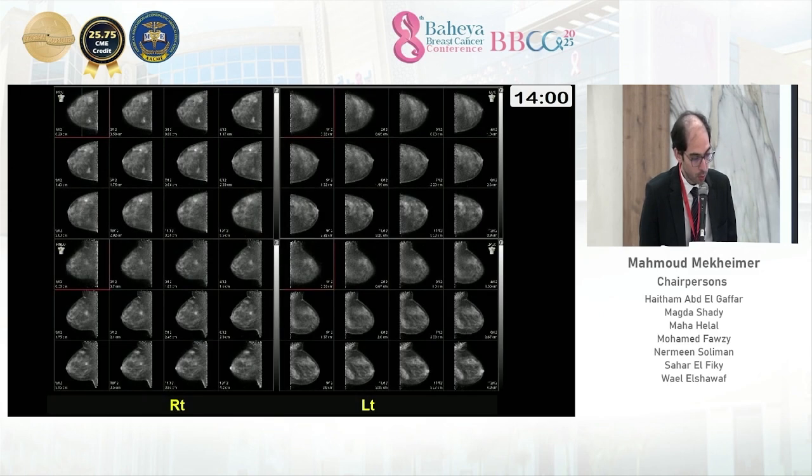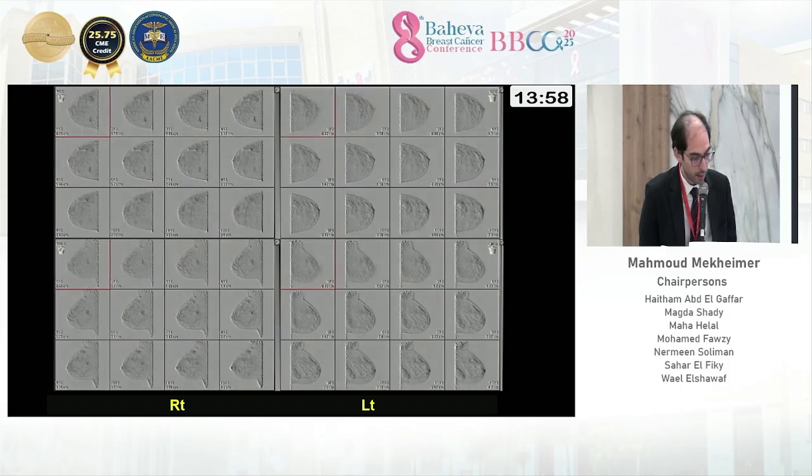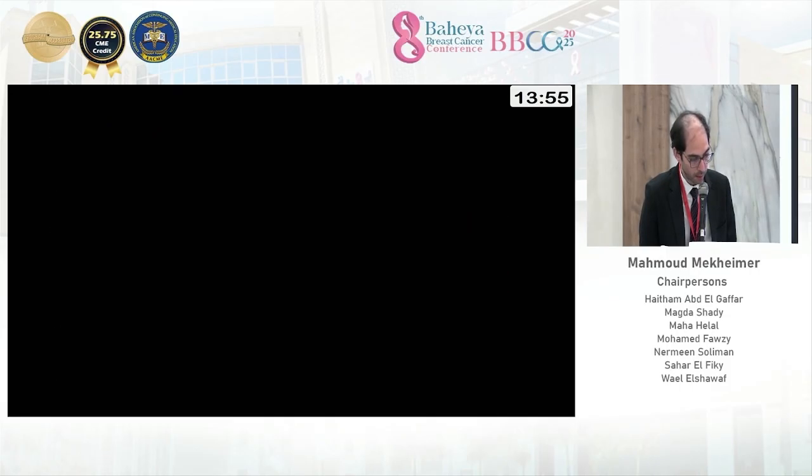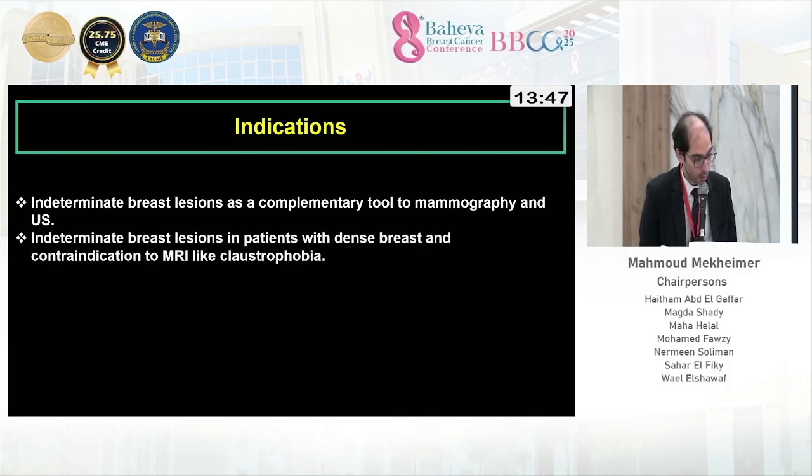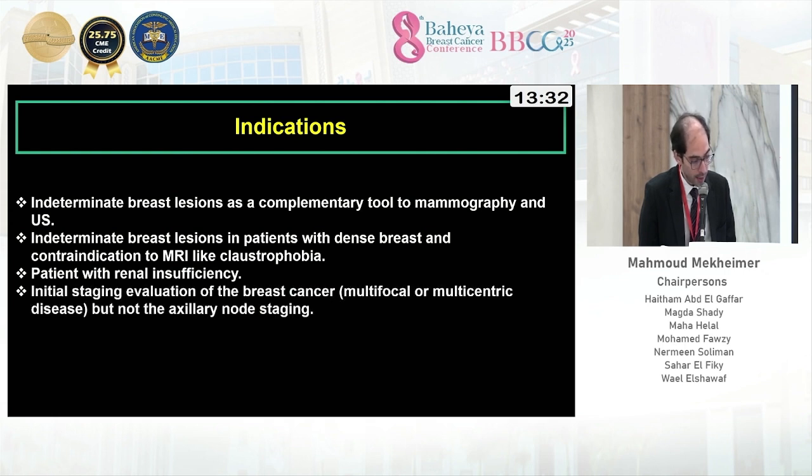PEM images can be viewed in different color scales: the gray scale, the negative scale, or the hot iron scale. PEM is indicated in indeterminate breast lesions as a complementary tool to mammography and ultrasound, in patients with dense breasts and contraindication to MRI such as claustrophobia, in patients with renal insufficiency as the contrast can't be given, or for initial staging evaluation of breast cancer patients, either multifocal or multicentric disease, but not for axillary lymph node staging.